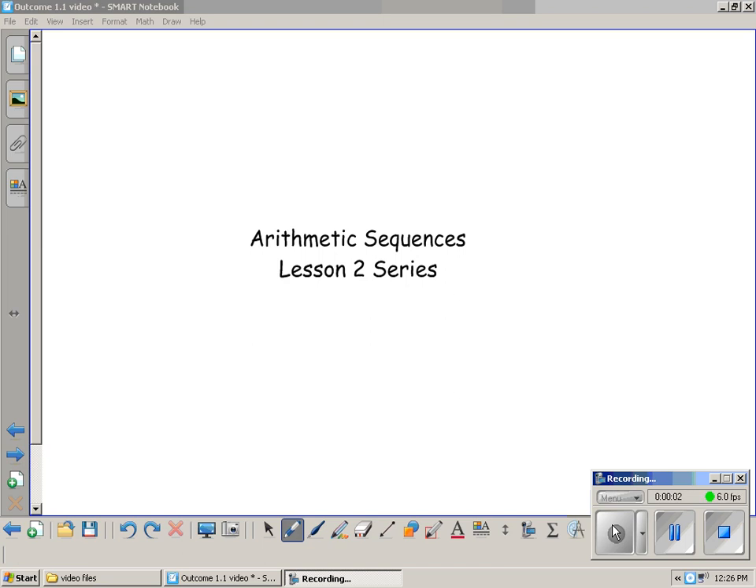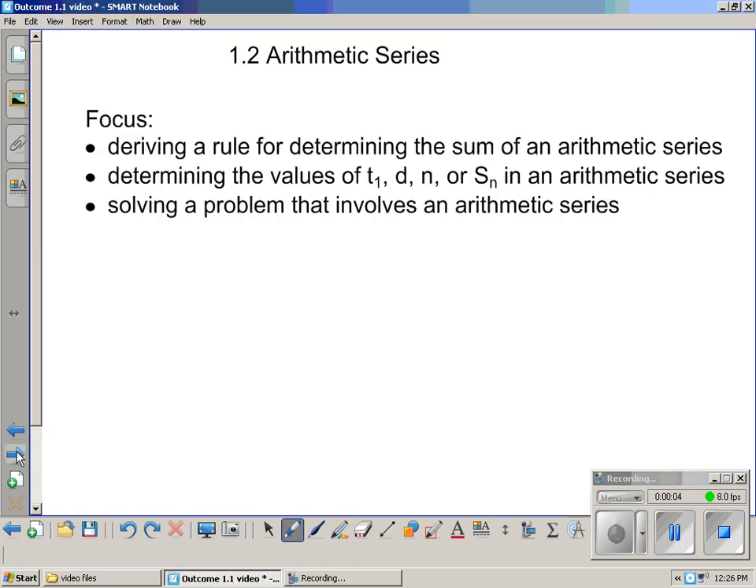Arithmetic Sequences, Lesson 2: Series. This lesson will focus on deriving a rule for determining the sum of an arithmetic series, of determining values of T1, d, n, or Sn, and solving problems that involve arithmetic series.